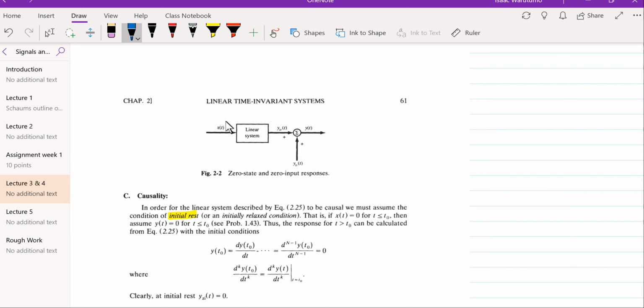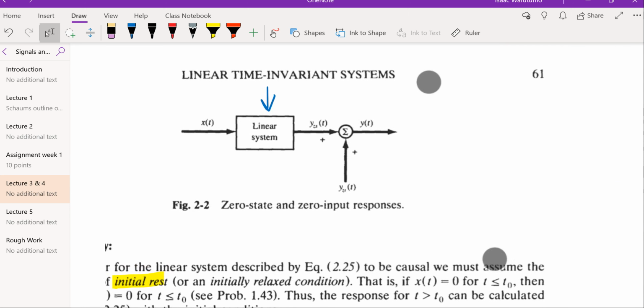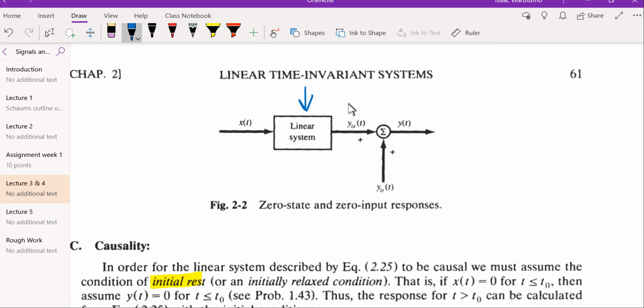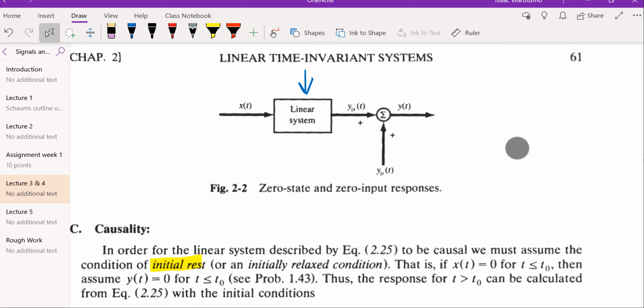And it says that if you have input x of t going through a linear system, then the output can be described by, I think this is not very clear, the zero state response that we have just said here, complemented by a non-zero state input response described by y_zi of t, to give you the y of t as a result.